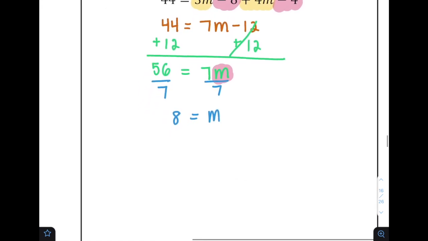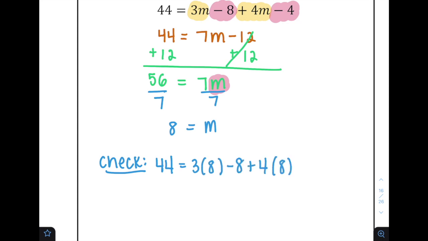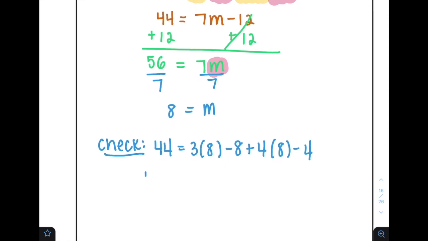And in order to check my answer, I'm going to take my original equation and substitute in 8 every time I see m. So this would be 44 equals 3 times 8 minus 8 plus 4 times 8 minus 4. And here we have just another way of checking our answer. So I'm going to simplify everything. 44 stays the same on the left. 3 times 8 is going to give me 24 minus 8 plus 32 minus 4.